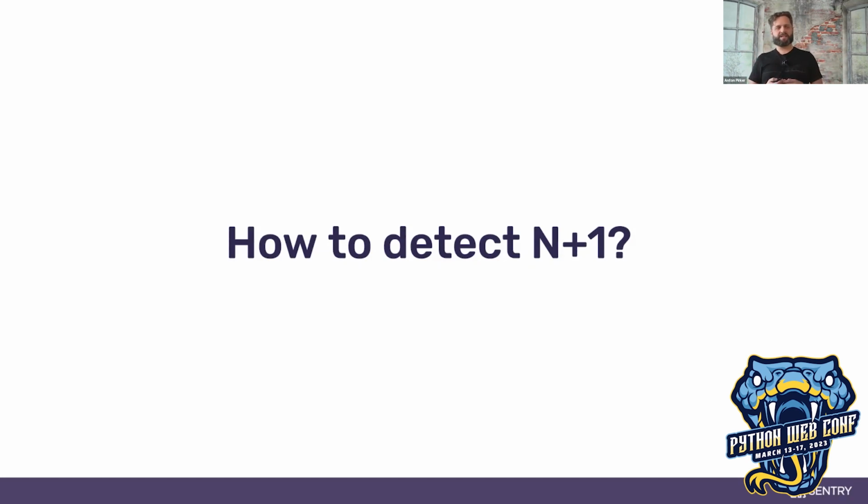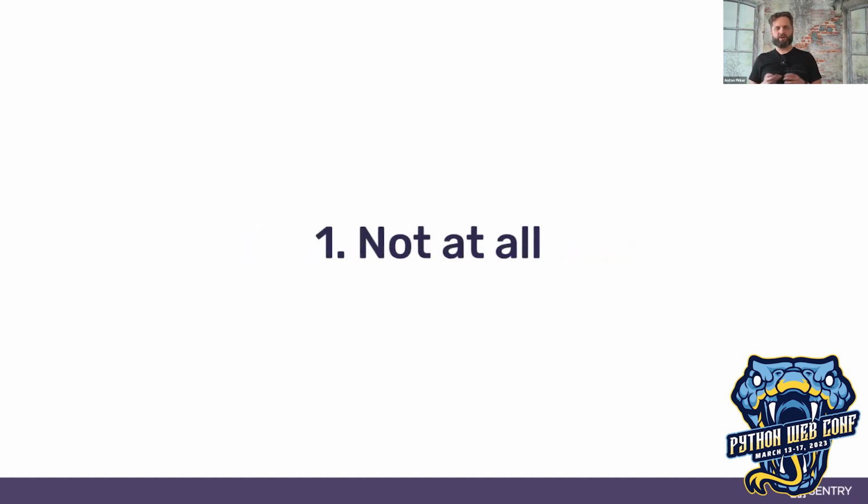There are different approaches for how you can detect N+1 problems in your code base. And the first one is not at all. It's not a very hard problem. It's kind of a soft problem. If your site is still fast and your database has no problem with the load, everything is fine, basically. You do not have to fix N+1 problems. You just can live with them and ignore them. So that's the first approach. That's the easiest approach, basically.